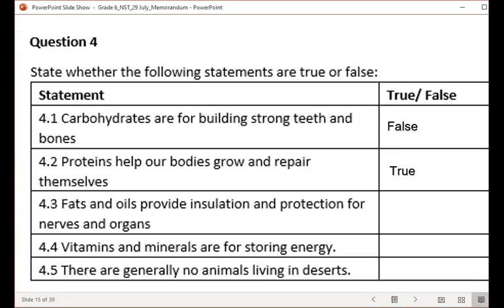Okay, I see your hand. Ma'am, first I wanted to answer 4.1. Carbohydrates are not for building strong teeth and bones. Calcium in milk is used. Carbohydrates are used to give energy, and they may also cause constipation. And then calcium in milk is for building strong teeth and bones. Beautiful. Thank you very much. I hope everyone heard what Kia said.